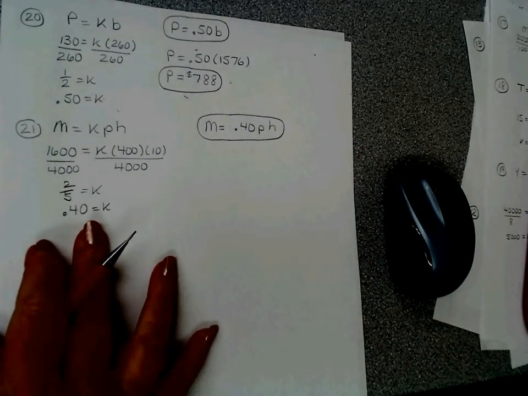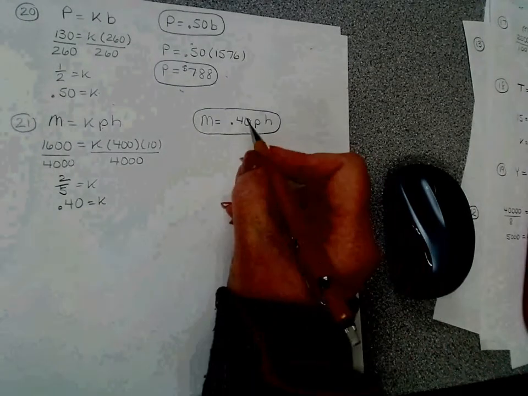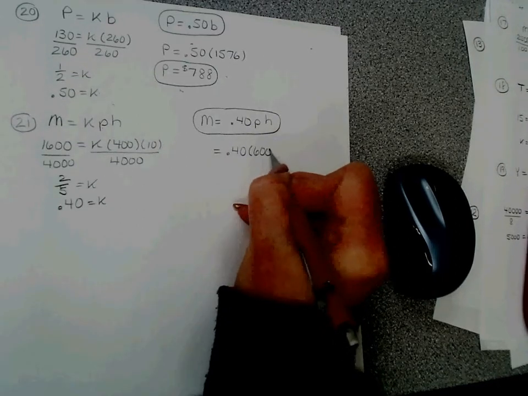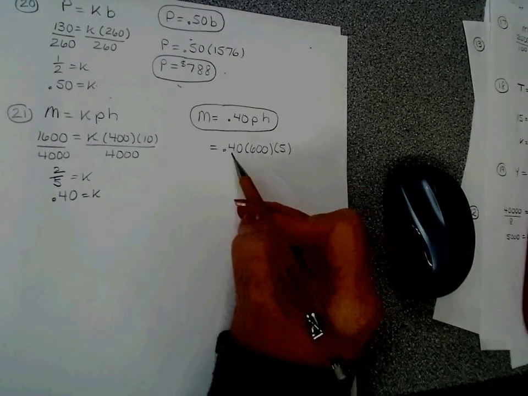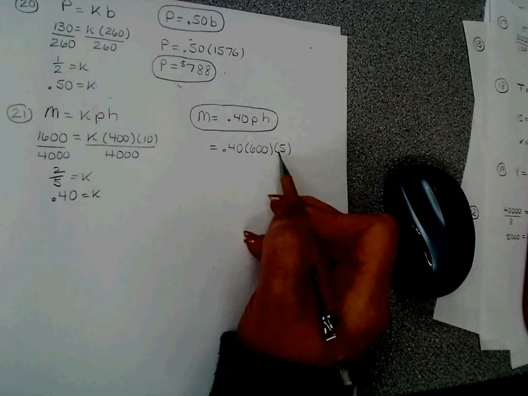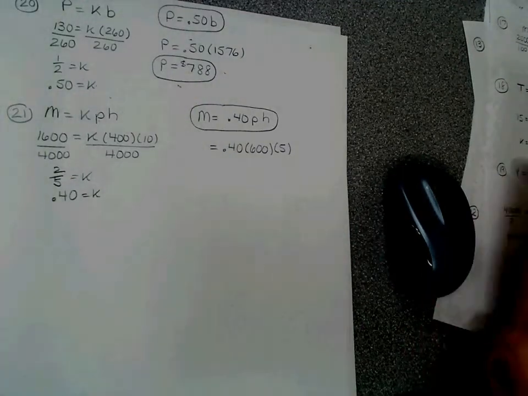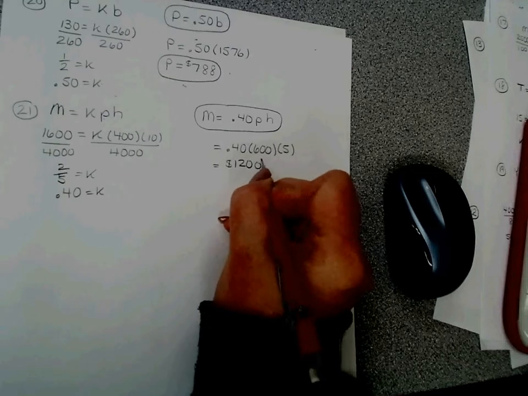Now it wants to know how much will they get paid if they have 600 people for 5 hours. Okay? 600 people for 5 hours. 0.4 times 5 times 600. Well, 5 times 600 is 3,000. And 3,000 times 0.4 is $1,200. So they will make $1,200 for this event.